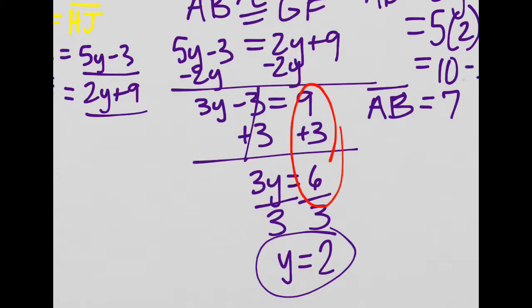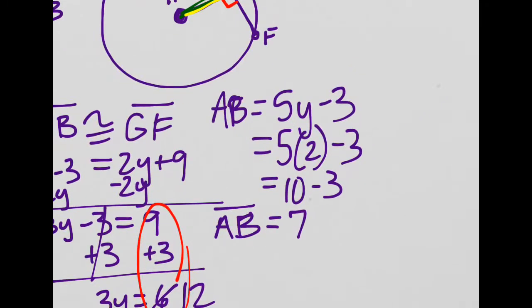9 plus 3 is not 6, it is 12, which means that y is 4. Okay, well then let's try this. Let's make this be 4, which makes this 20, and it makes this 17. Is that right now? Okay.